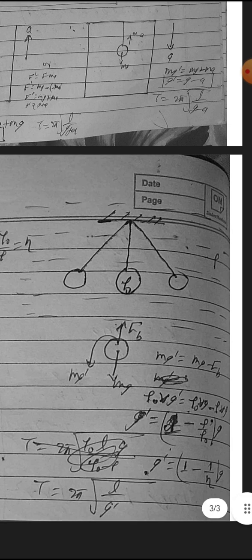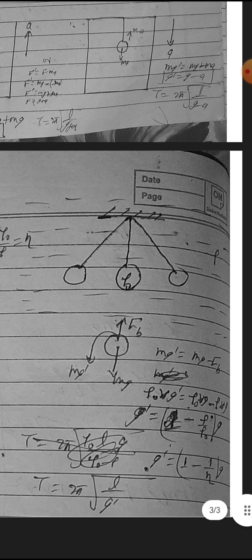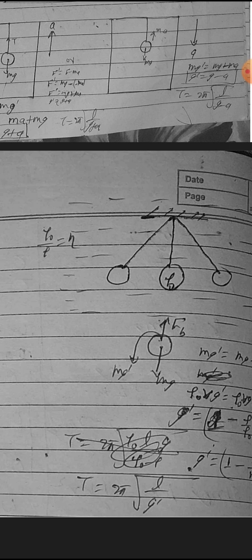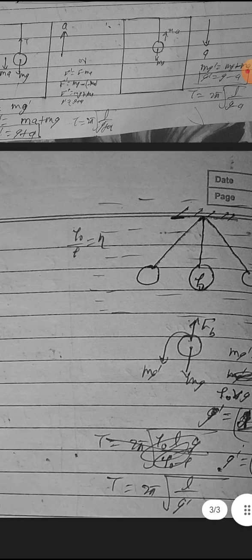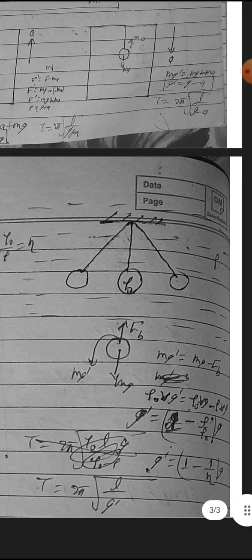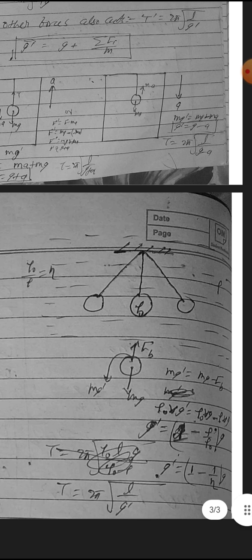So from here we can cancel V. Therefore we can get g dash equal to 1 minus rho upon rho naught into g. And here we have considered rho naught by rho equal to eta. So you can replace that: g dash equal to 1 minus 1 by eta into g. Right? You will understand it in a better way if you solve it on your own.